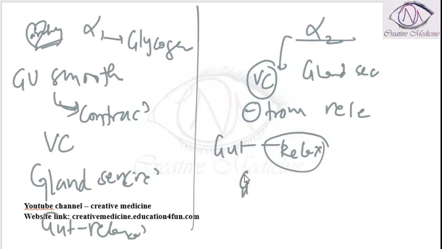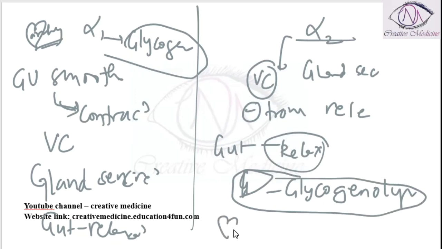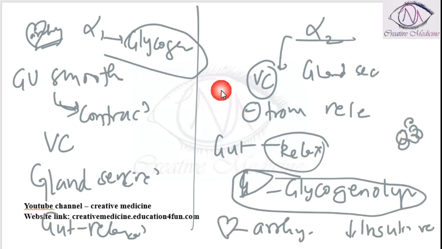In the liver it causes glycogenolysis, similar to alpha 1. Even alpha 1 causes glycogenolysis, and alpha 2 also causes glycogenolysis. In the heart it results in arrhythmias, it decreases insulin release, and it causes platelet aggregation.